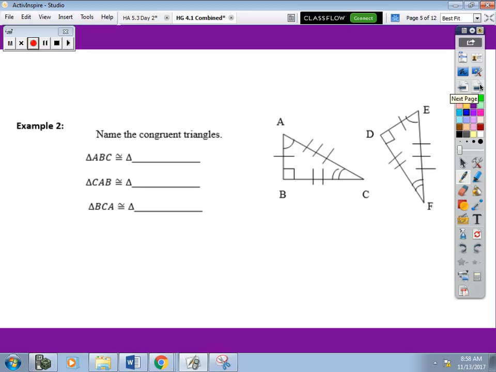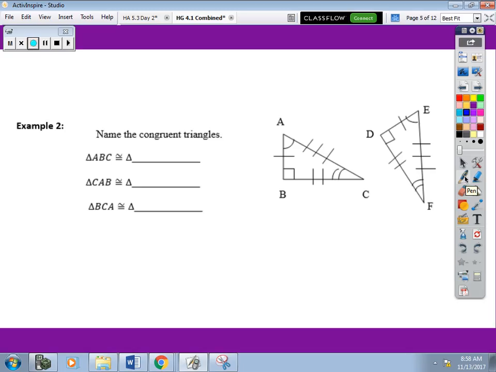All right, now this one, they tell us the triangles are congruent. We want to name the congruent triangle based on the given. I'm going to do the first one with you, and then I'm going to have you do the next one. Now, you'll want to pay attention to markings, because we're actually writing the congruent statement. So the first one says triangle ABC.